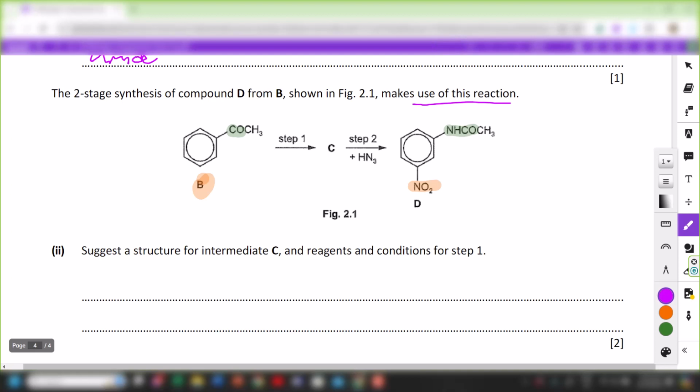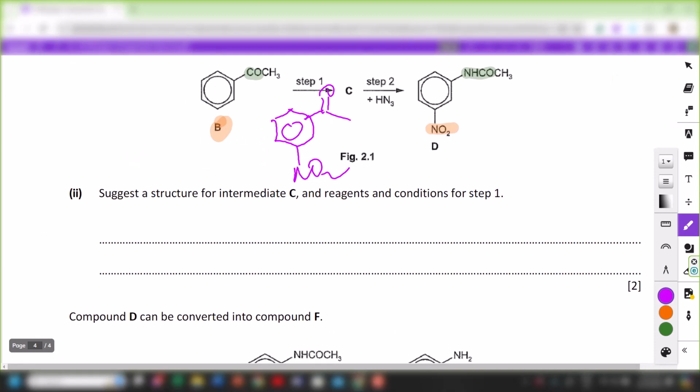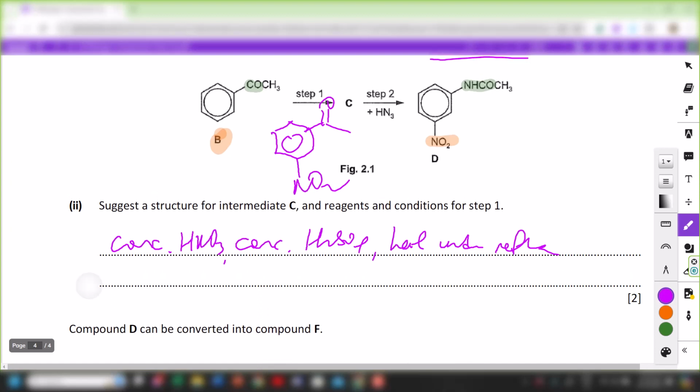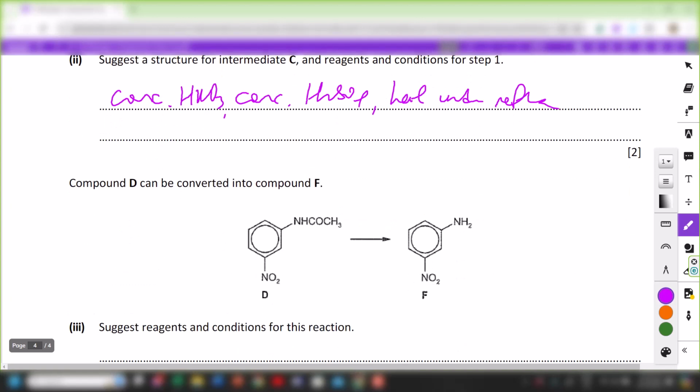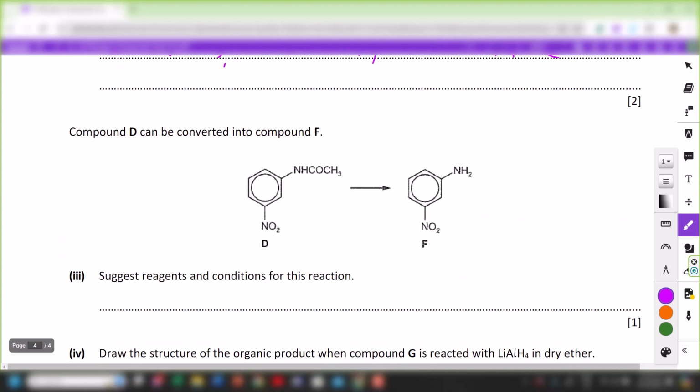So what exactly is C then? I think you can easily predict that C has the same structure, except that the NO2 group is now introduced. And because I have an electron withdrawing group, probably I will need to raise the temperature. So concentrated nitric acid, concentrated sulfuric acid. Then I just need to write heat under reflux, just to ensure that most of the NO2 group gets into the third position. Then you were told that D can be converted into compound F quite easily. And then they ask you to suggest the reagent and conditions for this reaction.